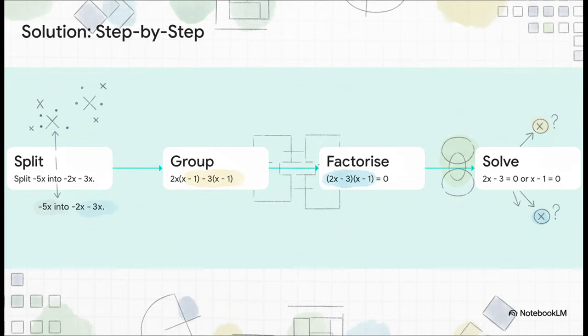Now, why those 2 numbers specifically? Here's the secret. Our first coefficient is 2, and our last is 3. 2 times 3 is 6, and minus 2 times minus 3 is also 6. That's how we know it's the right split. From there, we group them up, pull out the common factors, and we're left with 2 beautiful, simple factors, 2x minus 3 and x minus 1.